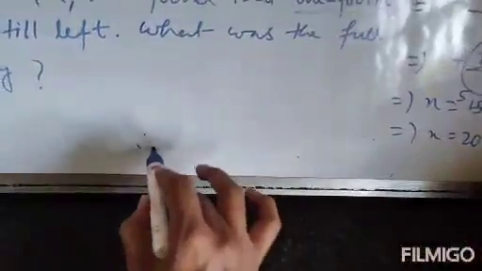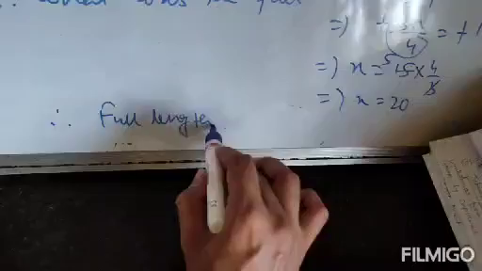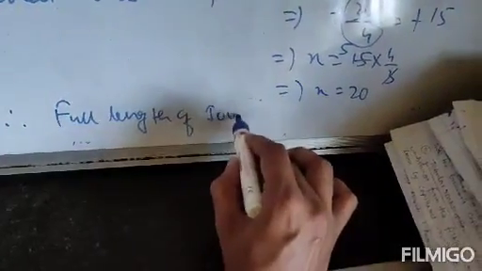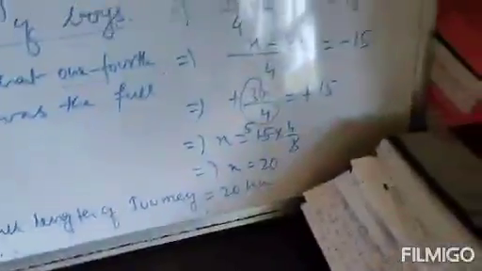So we will write therefore full length of journey equals to 20 kilometer. Full length of journey equals to 20 kilometers. So 20 kilometer is the answer.